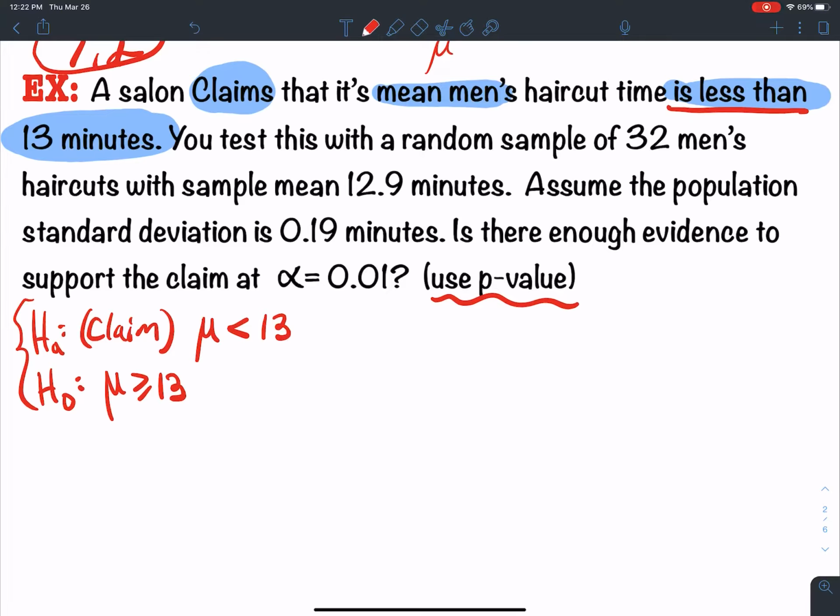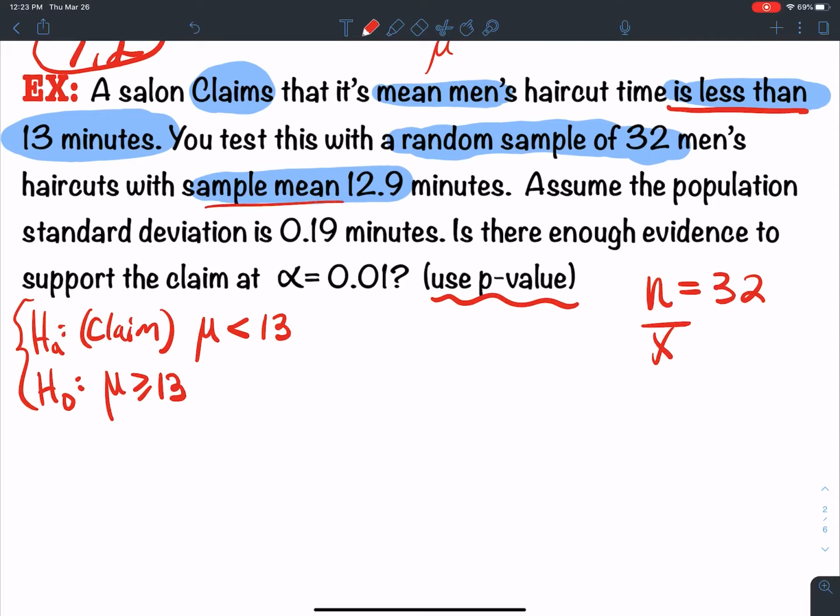Now, the next part, you test this with a random sample of 32. So 32, that's our random sample. That's how many there are. That's n equal to 32. Okay? In this sample, we're given a sample mean of 12.9. Sample mean is x bar. You have to know the players. That's x bar. It's not the population mean. It's the sample mean, 12.9.